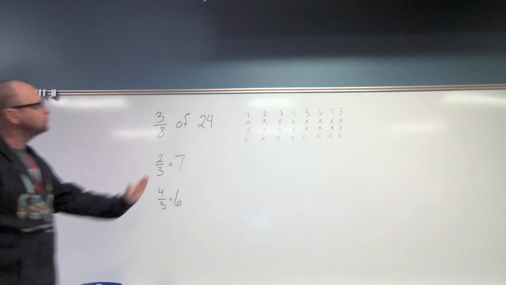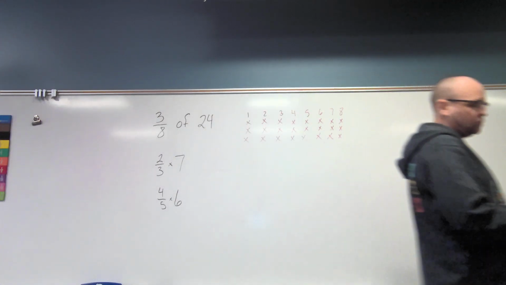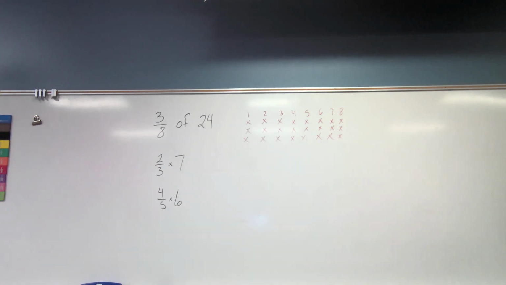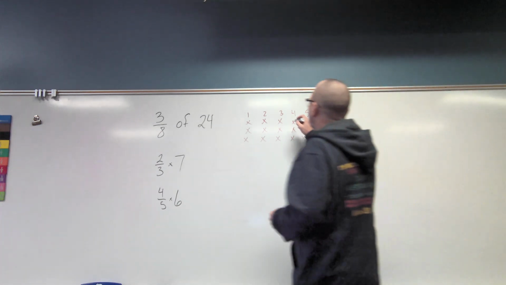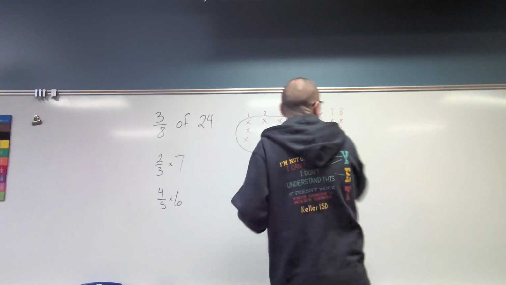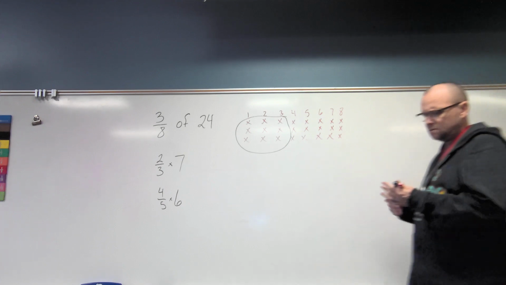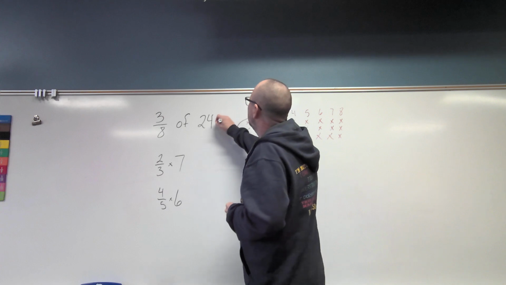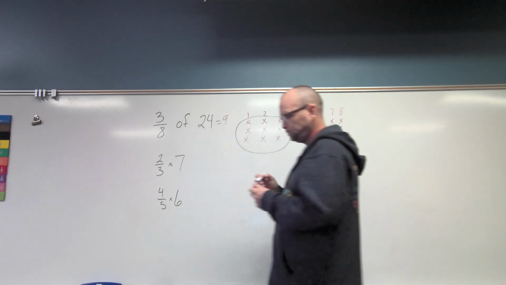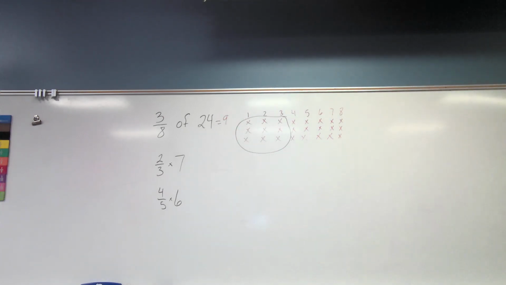This problem asks for 3/8 of 24. So then I circle 3 of my groups, and I simply count. 3/8 of 24 is how much? 9. 3/8 of 24 equals 9. Easy peasy, raw chicken squeezy.